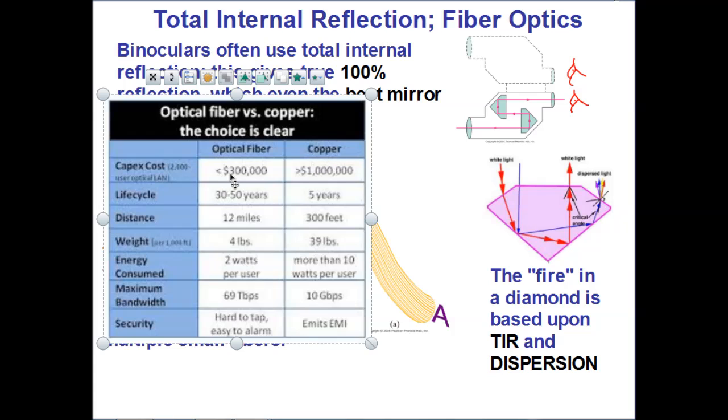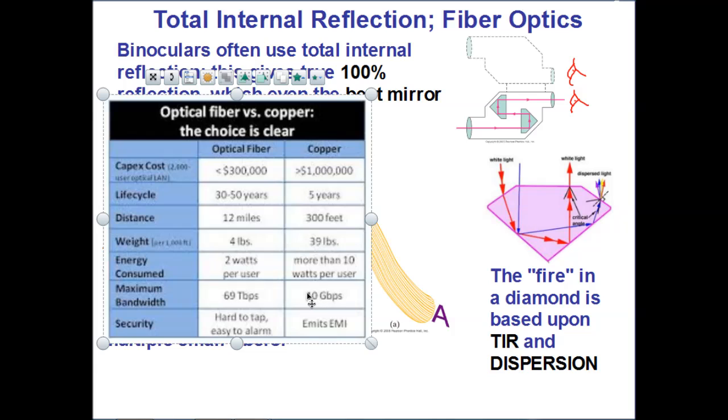This little table shows the difference between fiber optics and copper. The installed cost is quite a bit less for fiber optics, so it makes things cheaper to install. The life cycle is quite a bit greater, almost a factor of 10 greater than copper. The distance that we can send information along fiber optic cables without re-amplifying the signal is quite a bit greater than copper. The weight is less, and so is the energy or power consumed. And here's what we call bandwidth. We can transmit quite a bit more information per second with fiber optics than we can through copper.